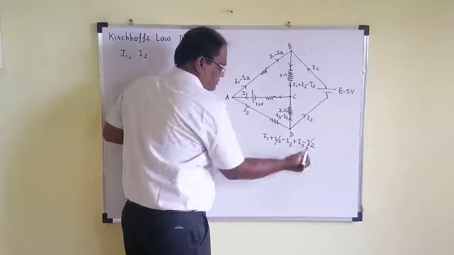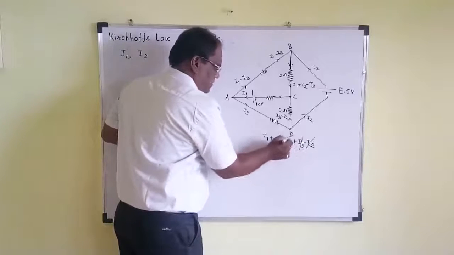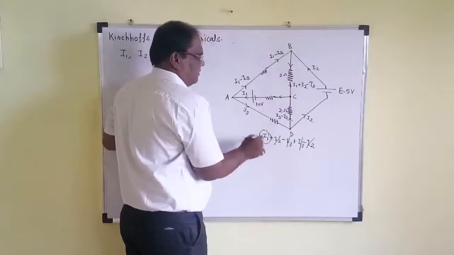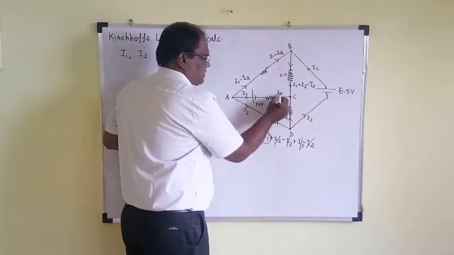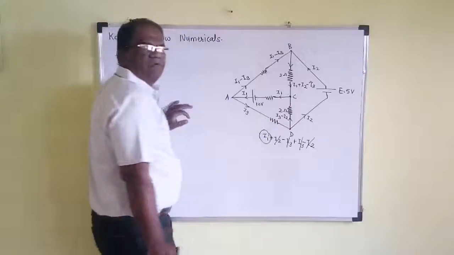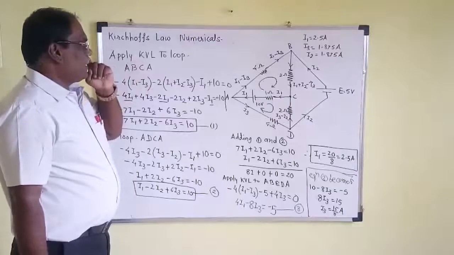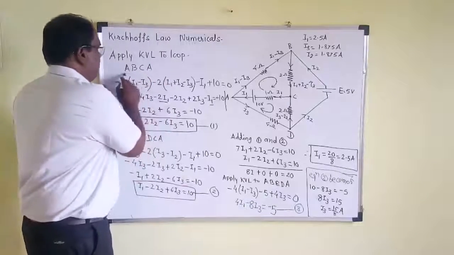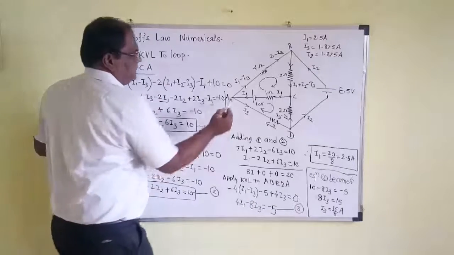I3 minus I2 plus I3 minus I3. Does the current remain only I1? Thus, current flowing through this branch is I1. Now, apply Kirchhoff's voltage law to the loop ABCEA.